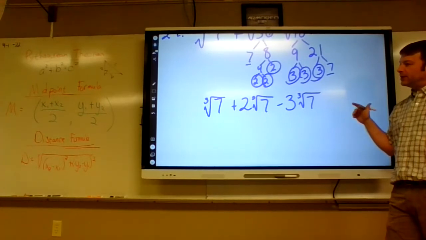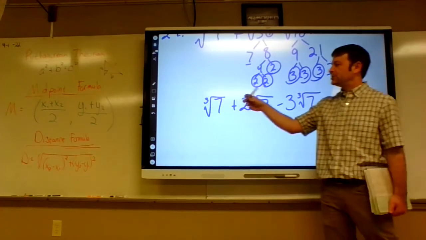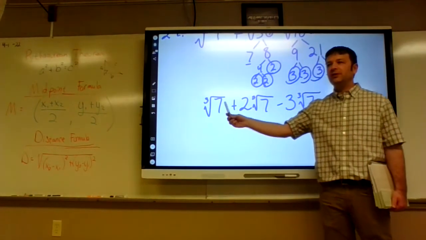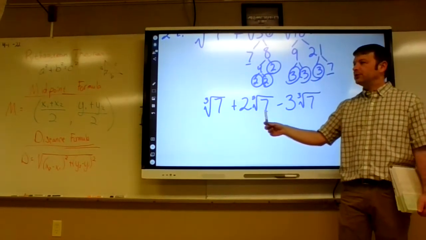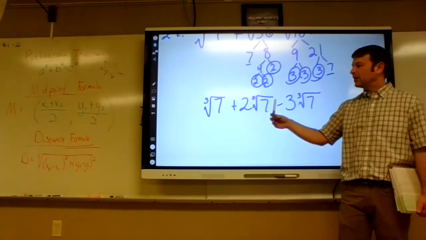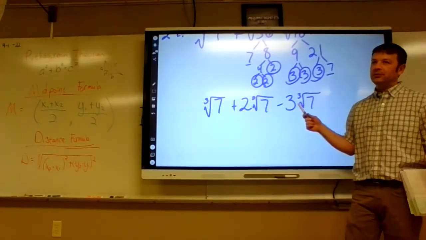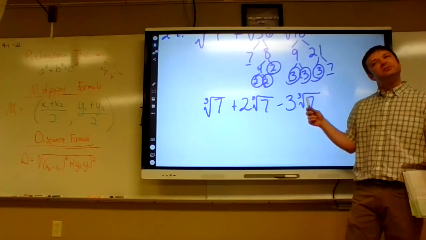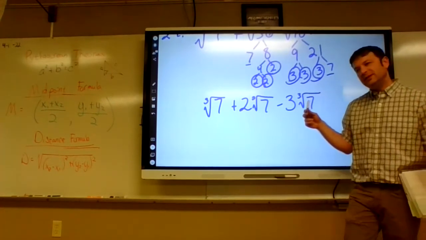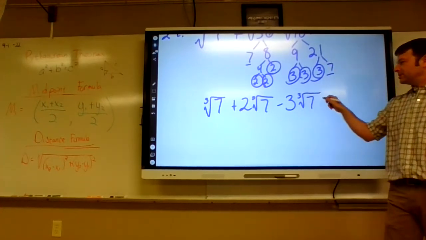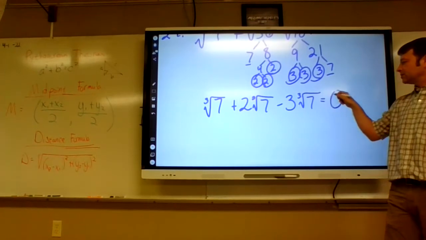No. Okay. Here we go. What's 1 cube root of 7 plus 2 cube root of 7 minus 3 cube root of 7? So it's 0 cube root of 7, which is 0. That's what I said. I said zero.